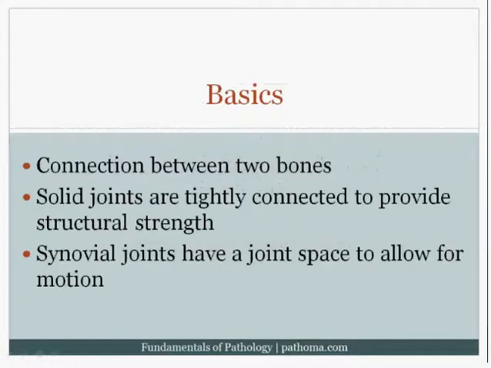Okay, moving on to joints, a few basic points before we begin. The first is that a joint is a connection between two bones. We have solid joints, and solid joints are tightly connected, and the purpose of solid joints is to provide structural strength between two bones. And then we have synovial joints, and synovial joints have a joint space that allows for motion. The rest of this talk is really going to focus on the synovial joints.